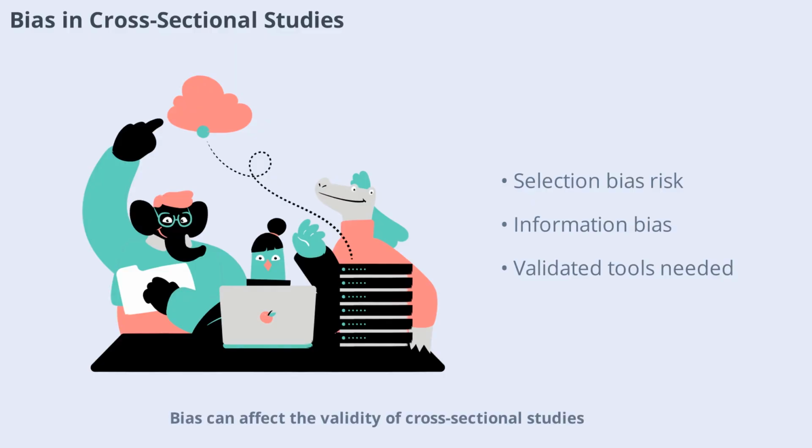Bias can affect the validity of cross-sectional studies. Selection bias occurs if the sample isn't representative, while information bias can result from inaccurate data collection. Researchers must carefully design their studies and use validated tools to minimize these risks and ensure reliable results.